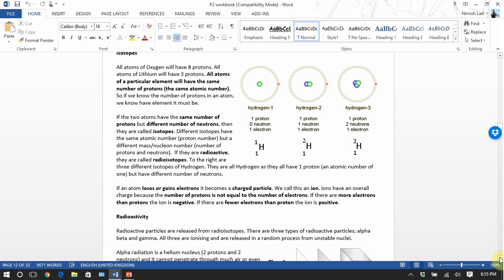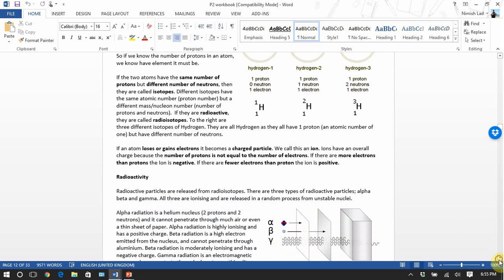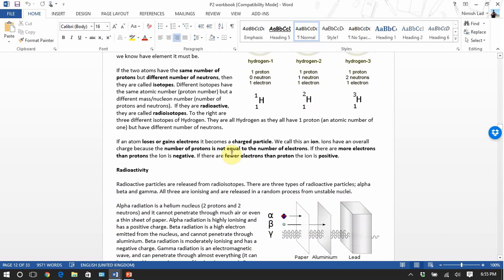Okay, so they give out radioactivity to try to become more stable. If you're doing triple physics, you'd learn about this with the N-Z curve. So if an atom loses or gains electrons, it becomes a charged particle. We have names for these, they're called ions. Ions have an overall charge because the number of protons does not equal the number of electrons. Atoms have no overall charge because the number of protons is equal to the number of electrons, and we know that protons and electrons have opposite charges.